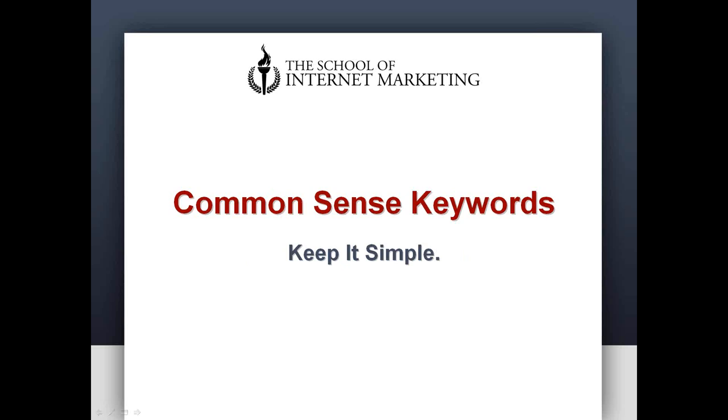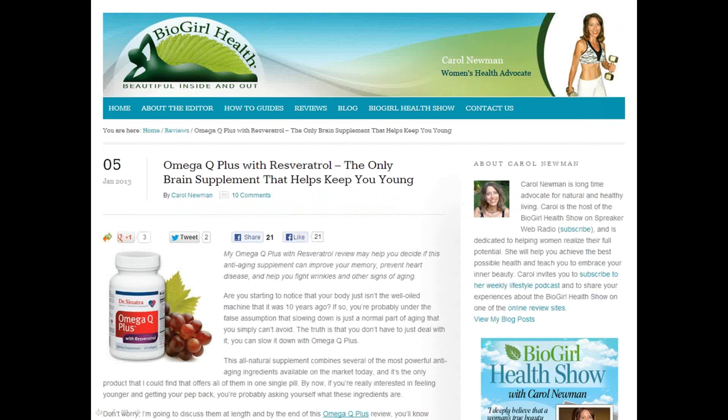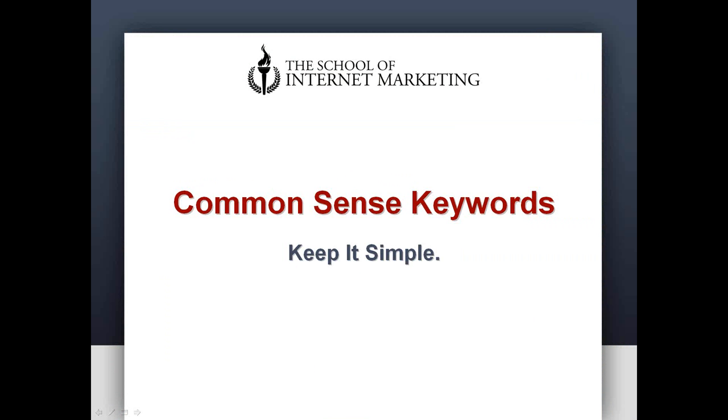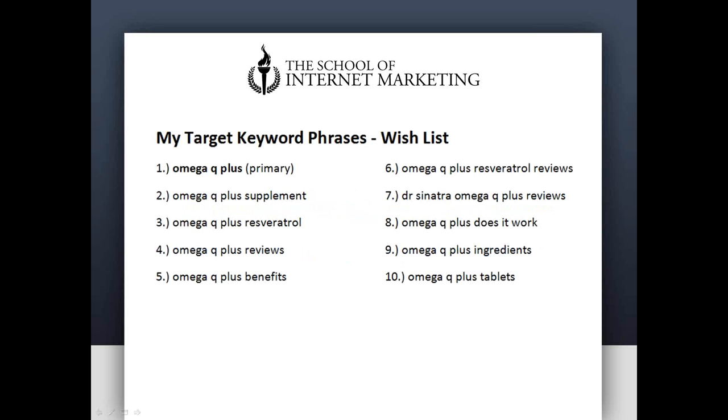In Carol's particular case, we'll use her as an example. She's got the Omega Q Plus with resveratrol. That's the product, and she would like to be ranked for those keyword phrases. With just a little bit of keyword research, mostly common sense, looking through the results to see what's ranking, we put together this little list. Omega Q Plus, that's the primary keyword phrase, her main keyword phrase. Omega Q Plus supplement, Omega Q Plus resveratrol, Omega Q Plus reviews, Omega Q Plus benefits, Omega Q Plus resveratrol reviews, and so on. There's 10 of them, and I would recommend that you start off with 10.